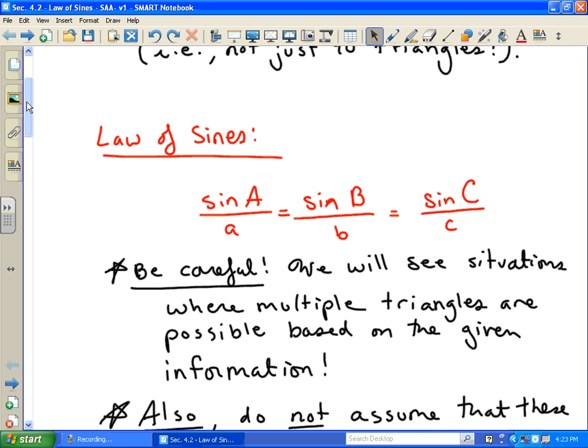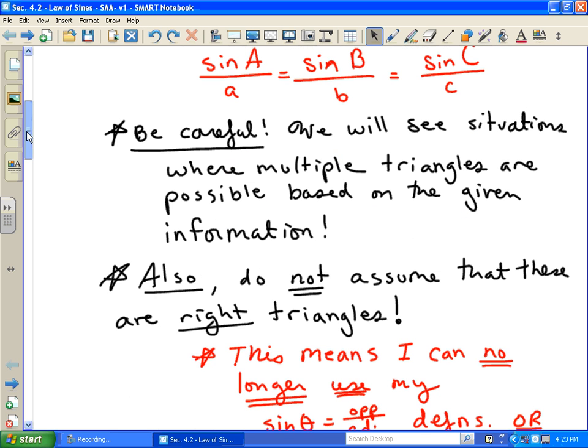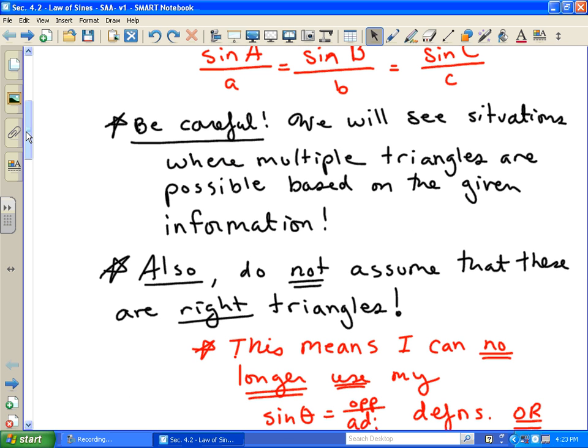The ratio states that sine of angle A over little a equals, or is proportional to, sine of B over little side b, which is equal to sine of angle C over little side c. We can use any one of these three proportions as equal to any other. Be careful, because we're going to see situations where multiple triangles are possible based on the given information.